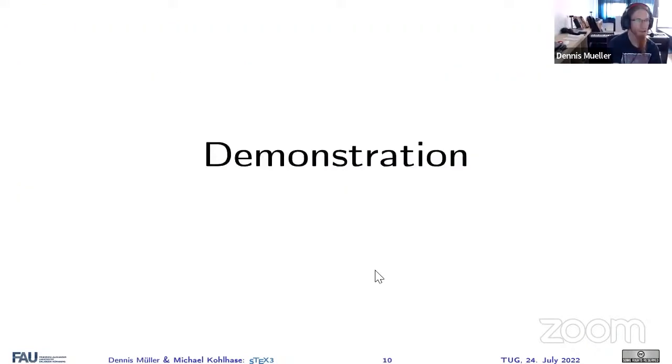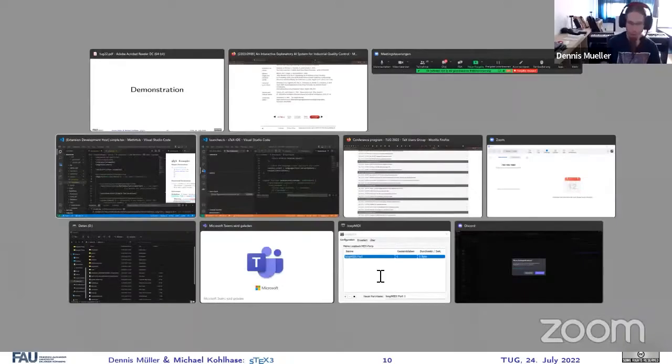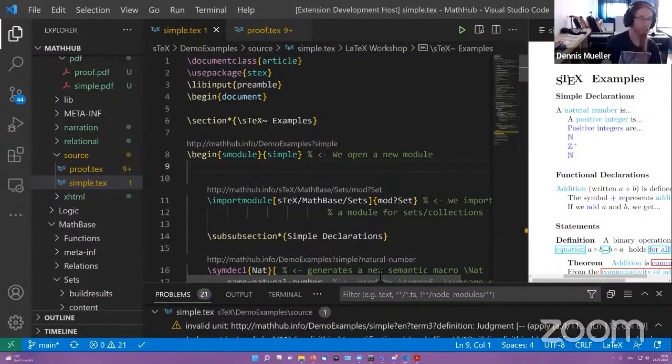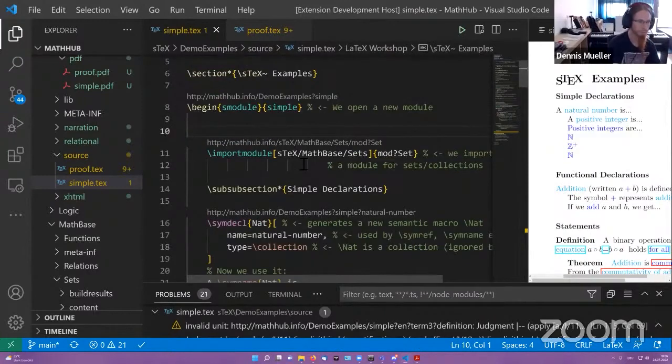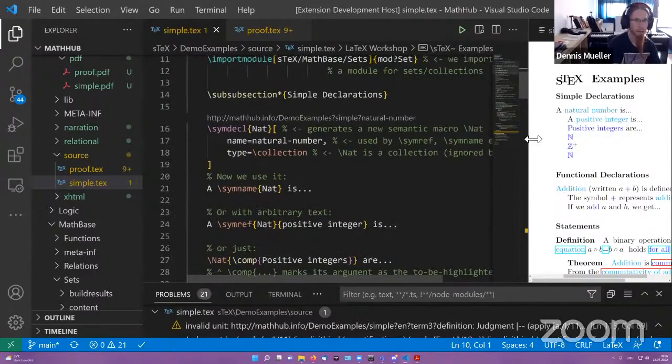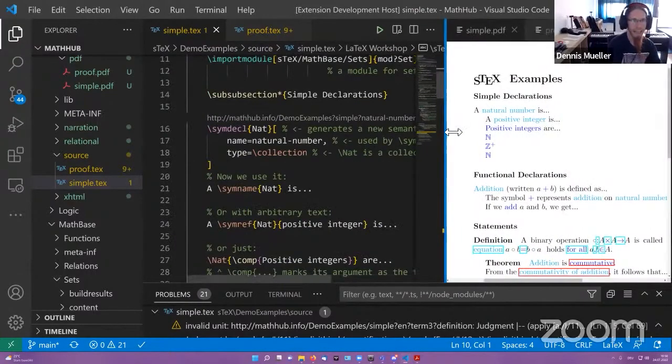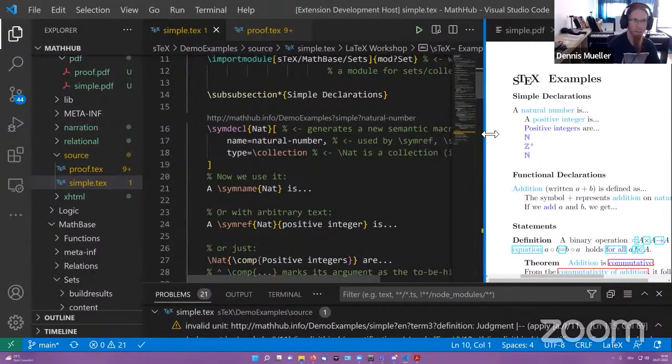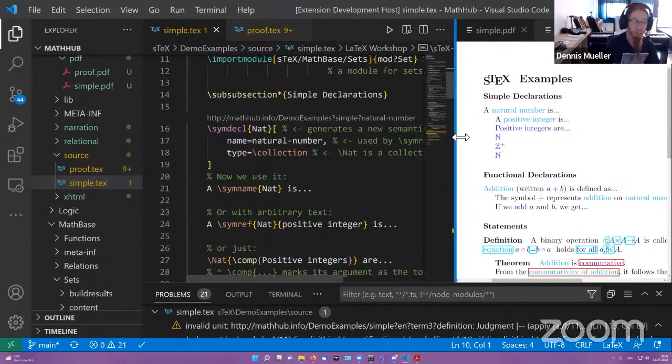And having said all of that, I will actually spend the rest of my time showing you what this actually looks like. So here we have the VS Code IDE. This is just a standard LaTeX document. We do use package sTeX, and then we can open a module. And here on the right side, you can see the PDF, but I try to make everything as big as possible so that it's actually legible over Zoom.